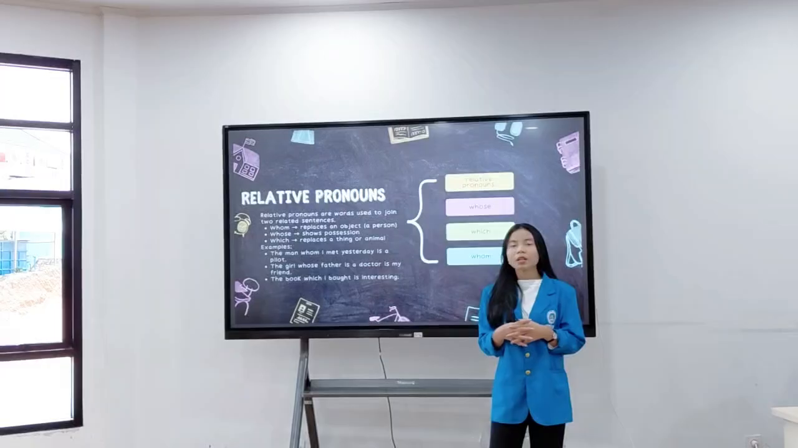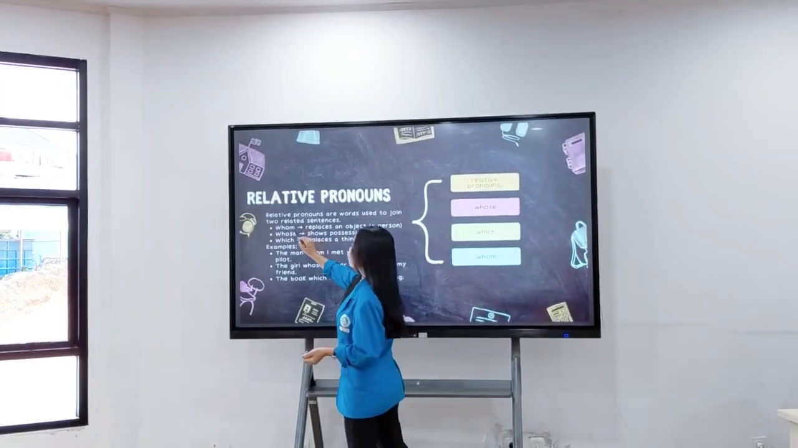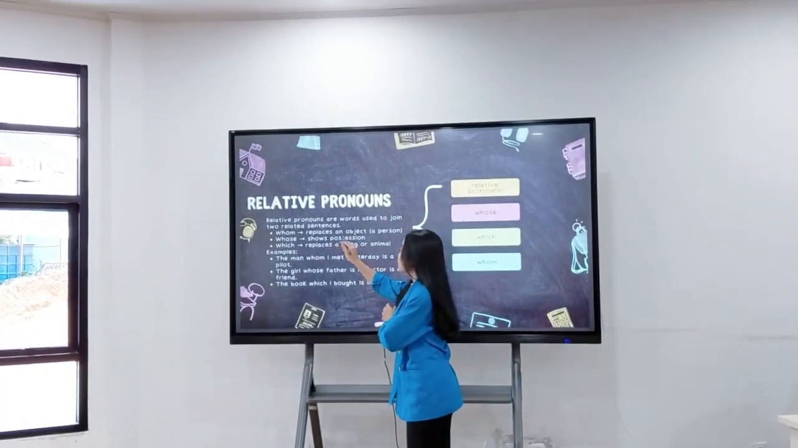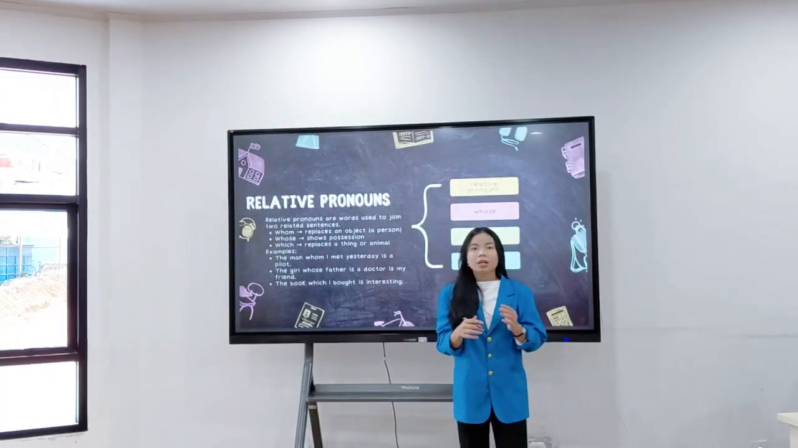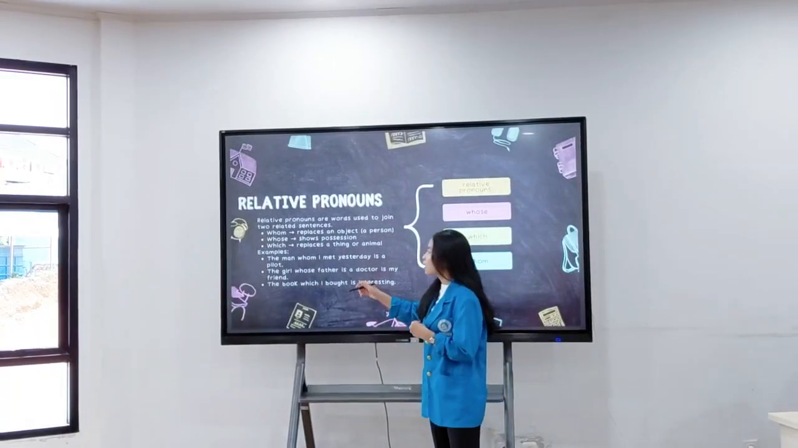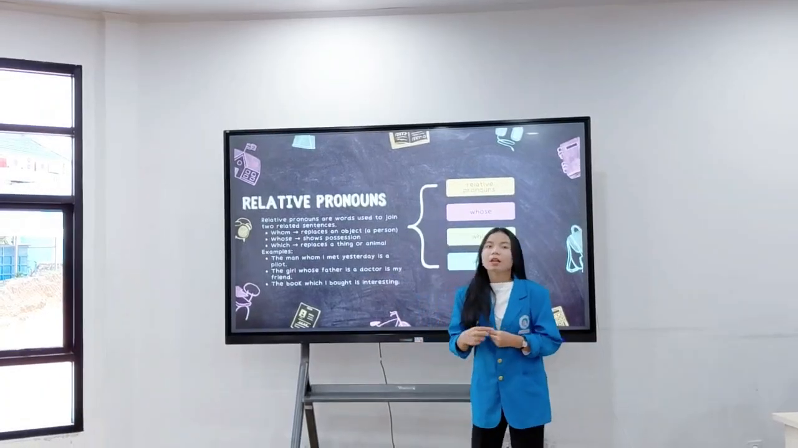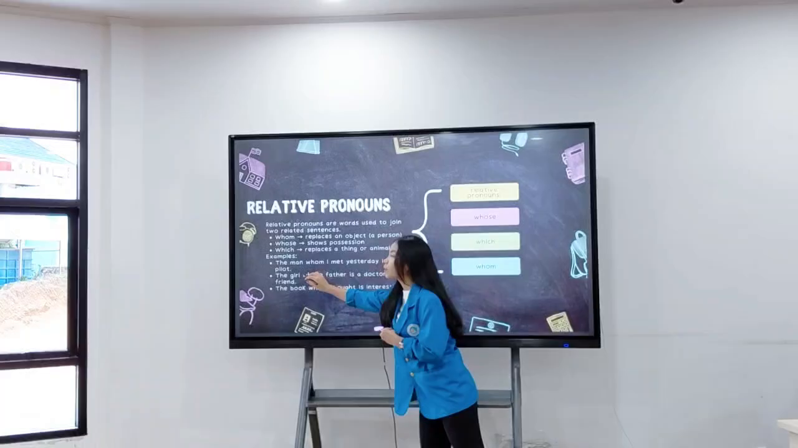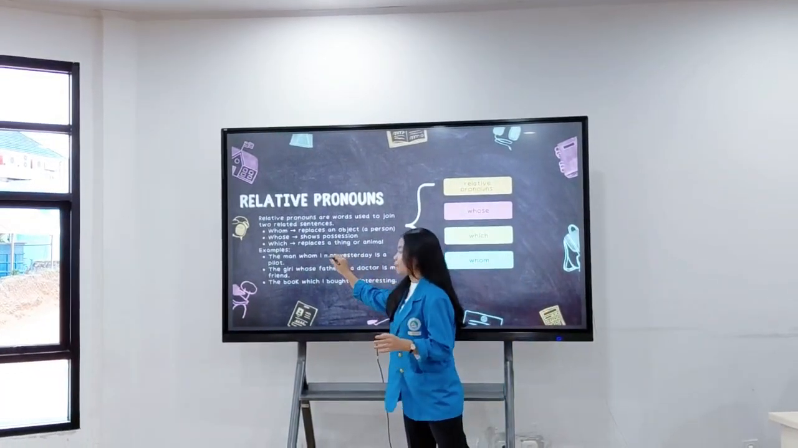There are three relative pronouns discussed in this section. The first one is whom. We use whom to replace an object or a person who functions as an object in a sentence. For example, the man whom I met yesterday is a pilot. The word whom refers to the man, and functions as the object of the verb meet.